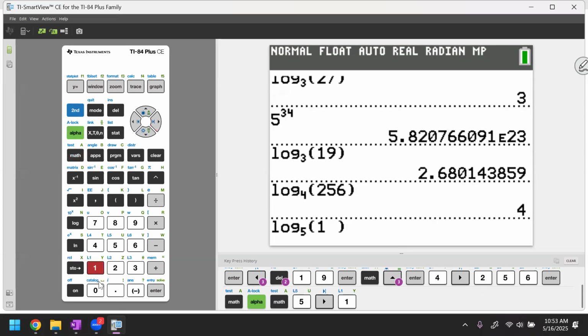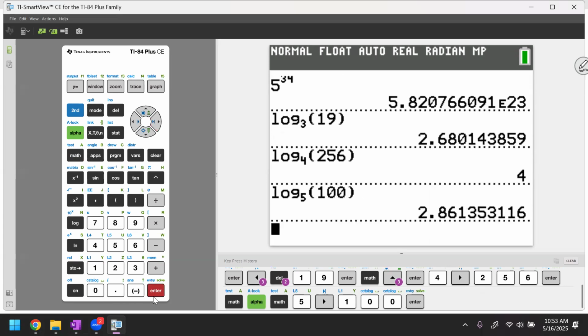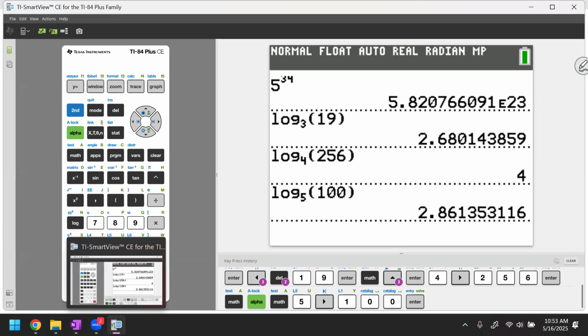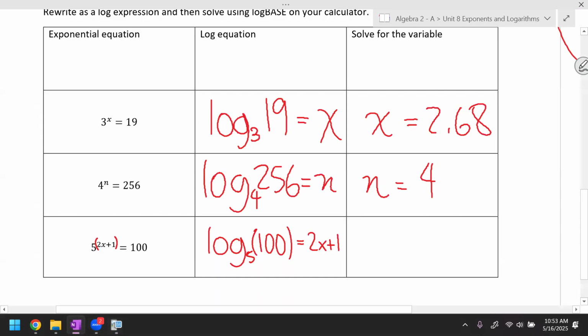I don't know what it is off the top of my head. 2.86. Okay, so that's not so bad. So this number ends up being 2.86, and we can solve that. 2.86 equals 2x plus 1. So I'll subtract 1 from both sides to get 1.86. And then I'll divide both sides by 2 and get x equals 0.93.